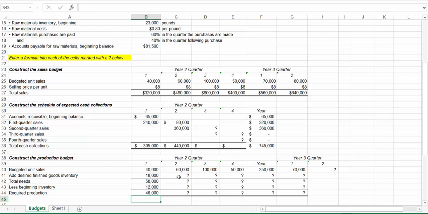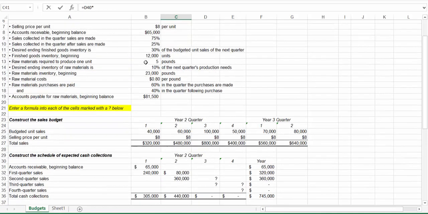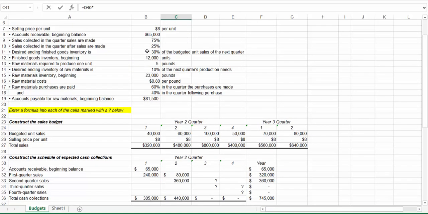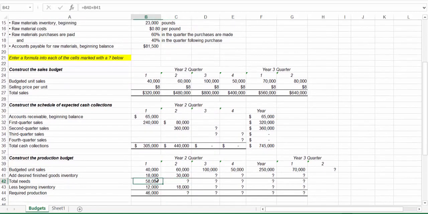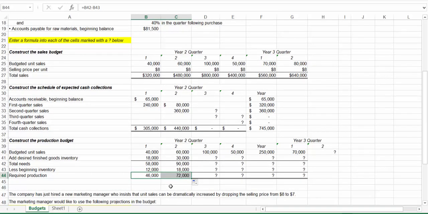Now, remember that your ending inventory for this period is the beginning inventory for the second quarter. So this number here is equal to that, right? Because your ending inventory for the first quarter is the same as your beginning inventory for the second quarter. So here you're going to do again, this is equal to your next quarter's sales times 30%. Where's our 30%? Here it is. And then again, we can add across. And again, we can subtract. And we have our second quarters in the second year.